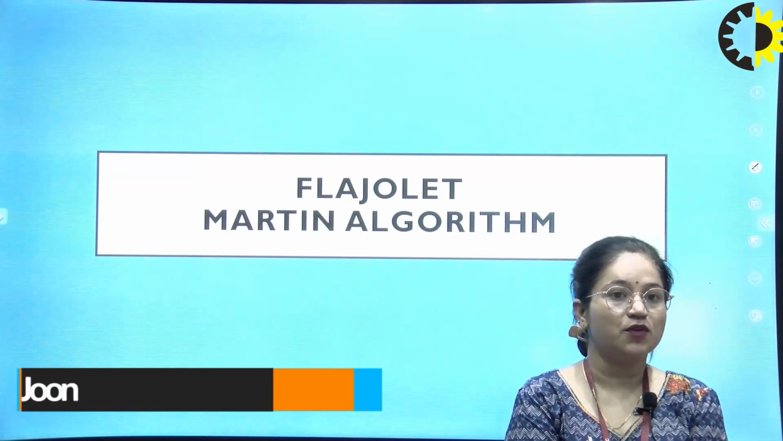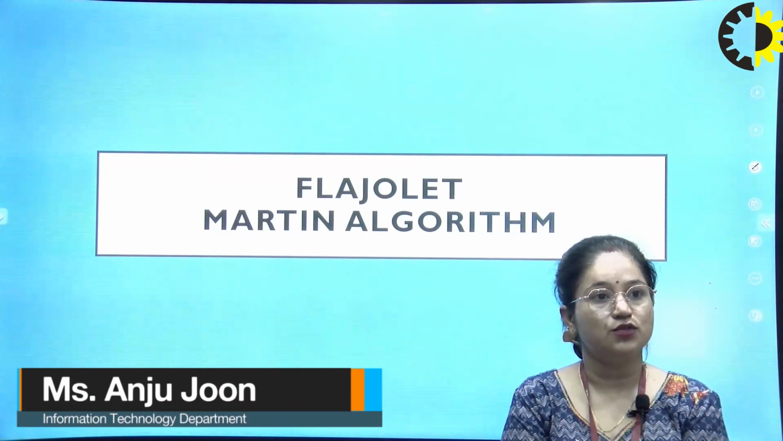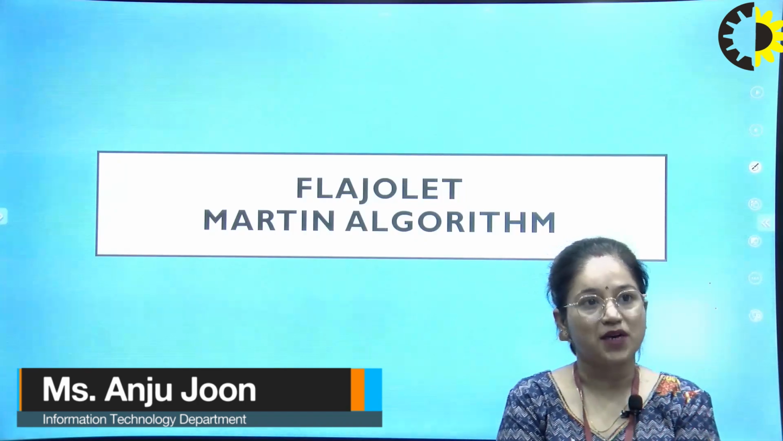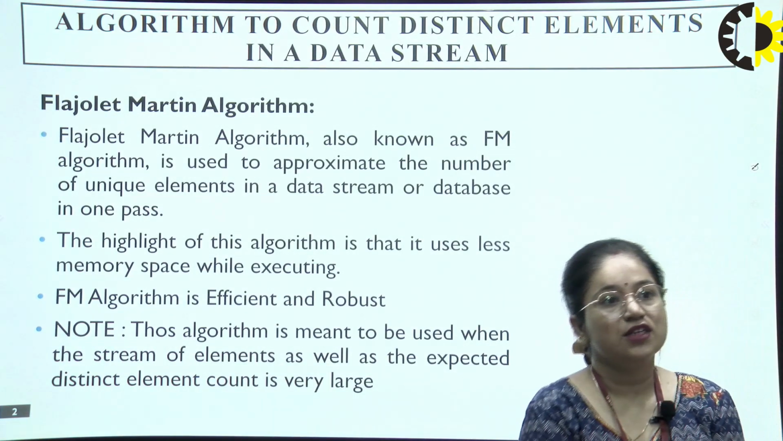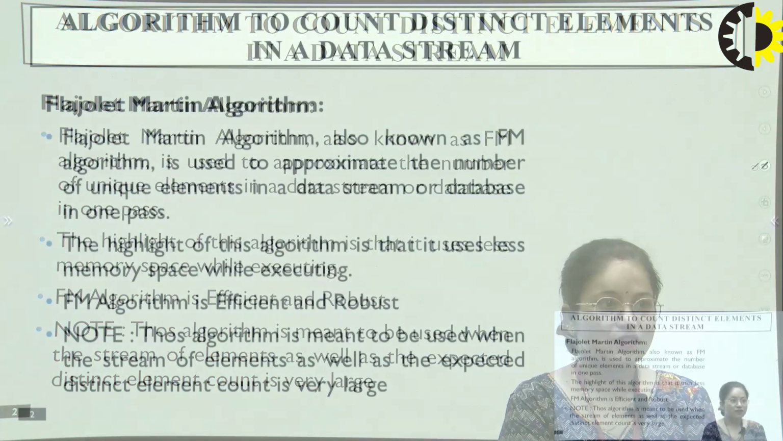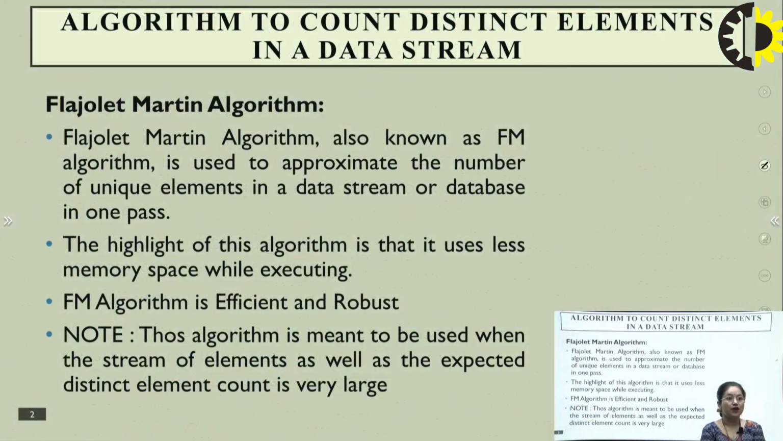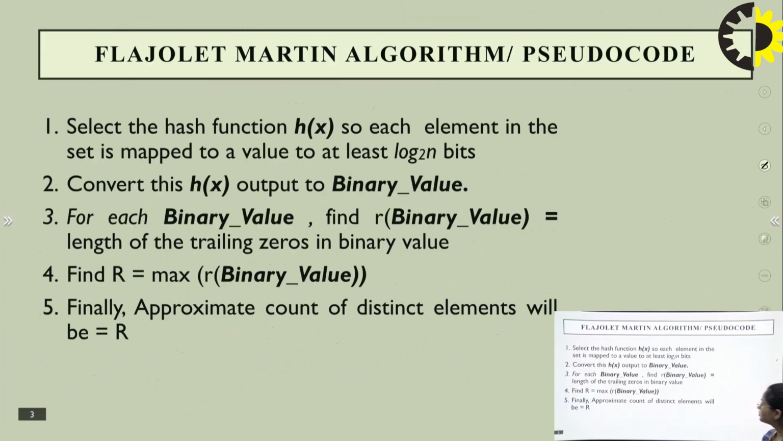I am the assistant professor in the CSIT department, and today we will discuss the Flajolet-Martin algorithm. Basically, the Flajolet-Martin algorithm is also known as the FM algorithm, and it is used to find the approximate number of unique elements in a data stream. It uses less memory space while executing the instructions, and the FM algorithm is efficient and robust.